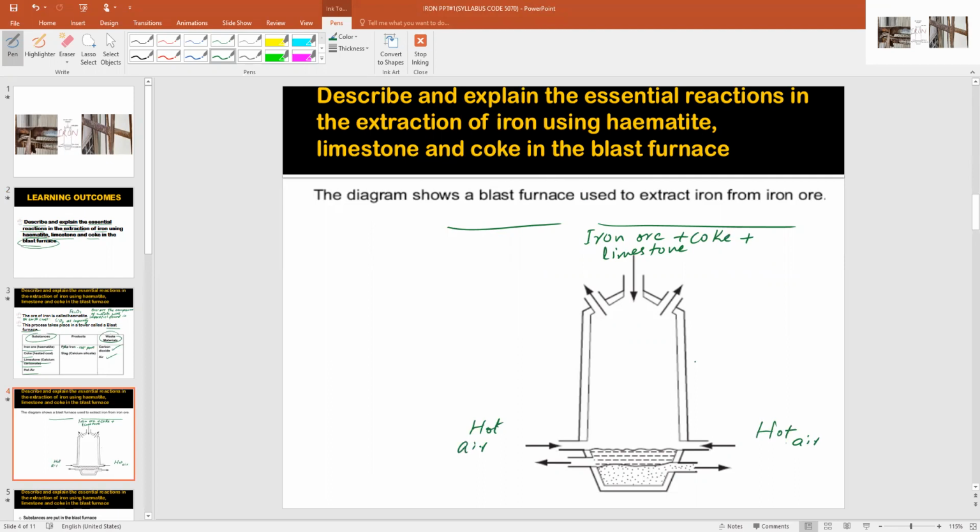Iron being heavier than slag is produced in the molten form at the bottom of the furnace, which is below slag. This is slag. Here, slag is produced. The iron is produced in the molten form because the temperature in the furnace is high. Waste gases are removed from the top.